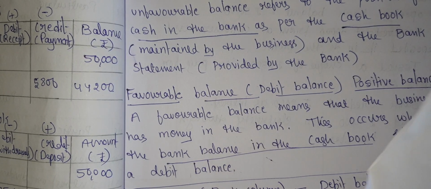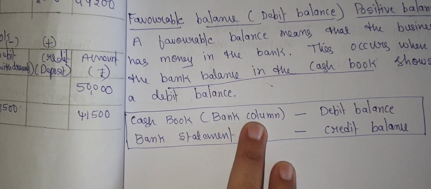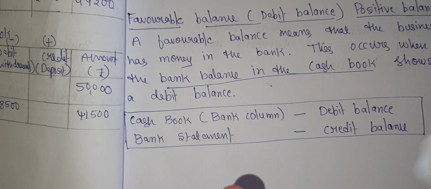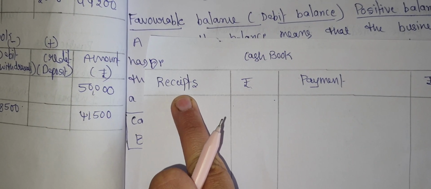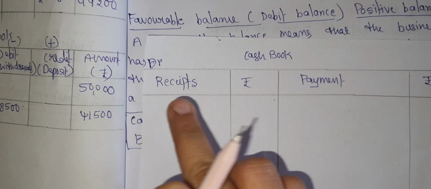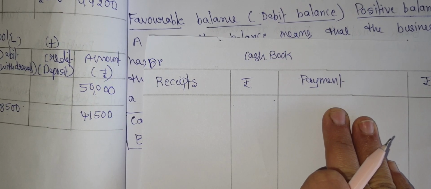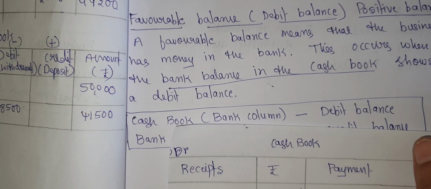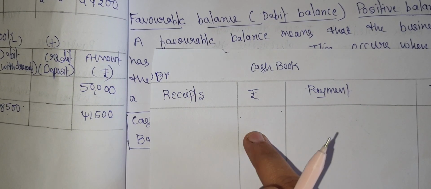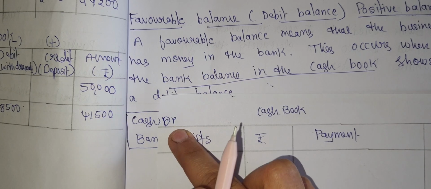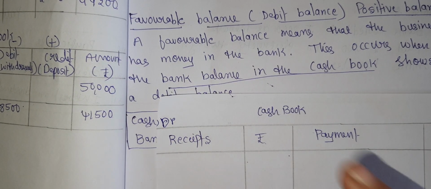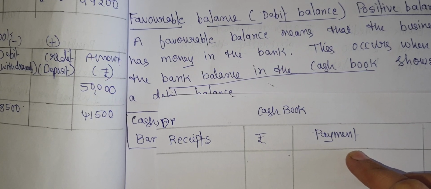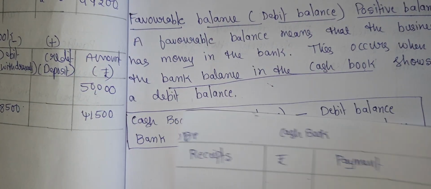So favorable balance means what? Cash book bank column debit balance means it shows a positive balance. Debit balance means receipts. Receipts are more than the payments. It is called a favorable balance. So when the bank balance in the cash book shows a debit balance, it means a favorable balance, means receipts are more than the payments. Okay, this is about favorable balance.